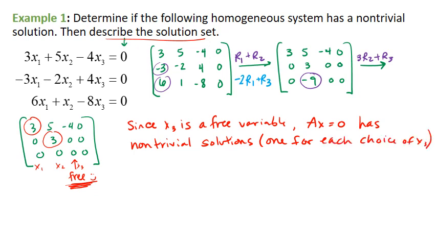Okay, now if I want to describe this solution set, what I want to do is continue to row reduce into reduced row echelon form. I'm going to do that on the next slide just so I have some space. So I'm just going to copy this down and go from there, just rewriting that and hopefully not making any errors along the way.